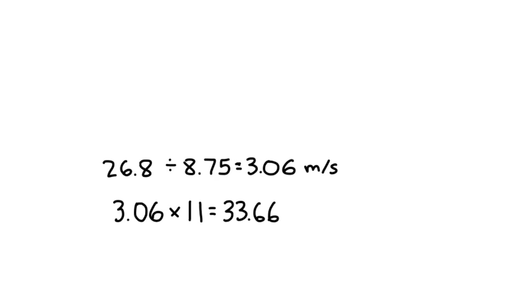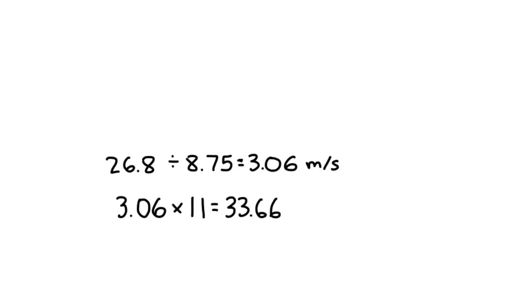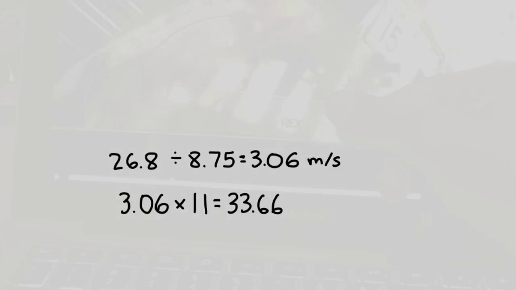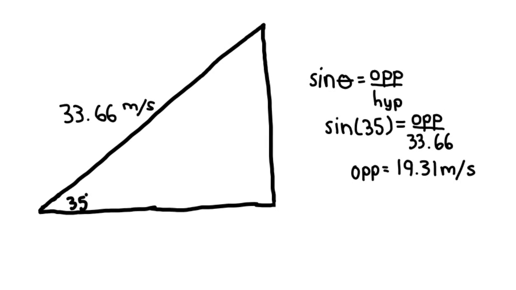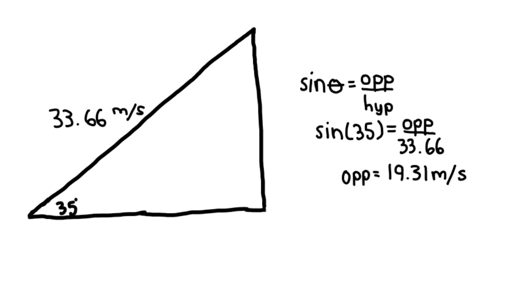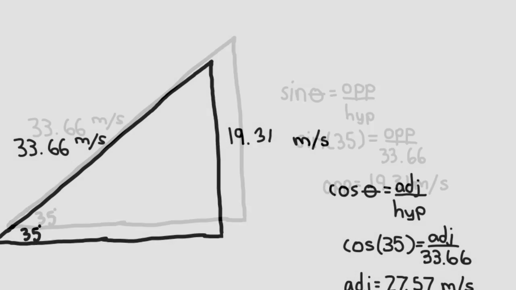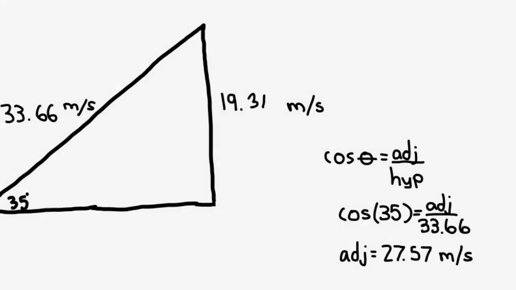We timed the car to be accelerating for roughly 11 seconds, so the speed the car was going when it hit the ramp was roughly 33.66 meters per second. We used some complicated equations to figure out the angle of the ramp, and then using SOHCAHTOA, we were able to calculate the initial vertical velocity of the car as it hit the ramp to be 19.31 meters per second, and the initial horizontal velocity to be 27.57 meters per second.